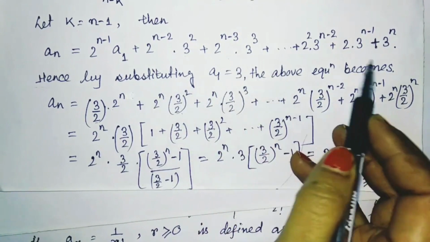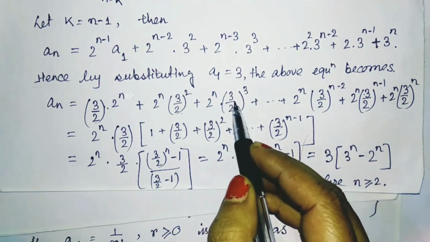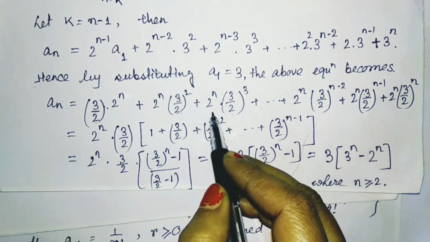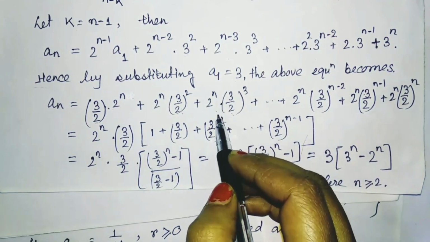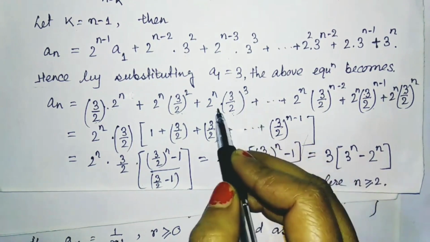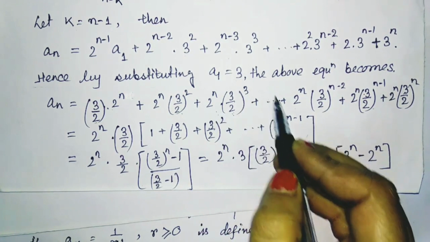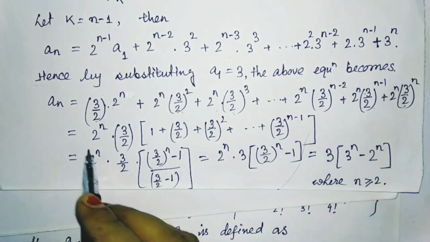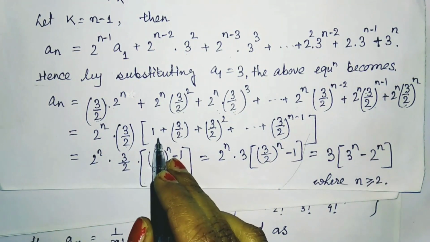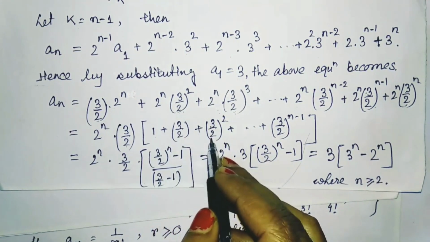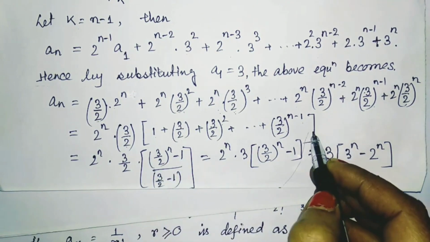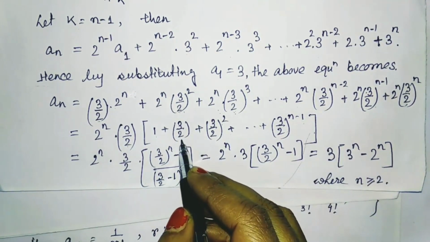Similarly, in each and every term, if we adjust accordingly and write 3 to the power 3 by 2, then we will find here 2 to the power n all the time, and it is 3 by 2 its whole cube. Then next it is 2 to the power n, 3 by 2 whole to the power 4, and so on. Now if we take common 2 to the power n, 3 by 2 from each of these terms, we will find 1 plus 3 by 2 plus 3 by 2 its whole square, and so on, up to n minus 1. This is a GP series with common ratio 3 by 2, which is greater than 1.